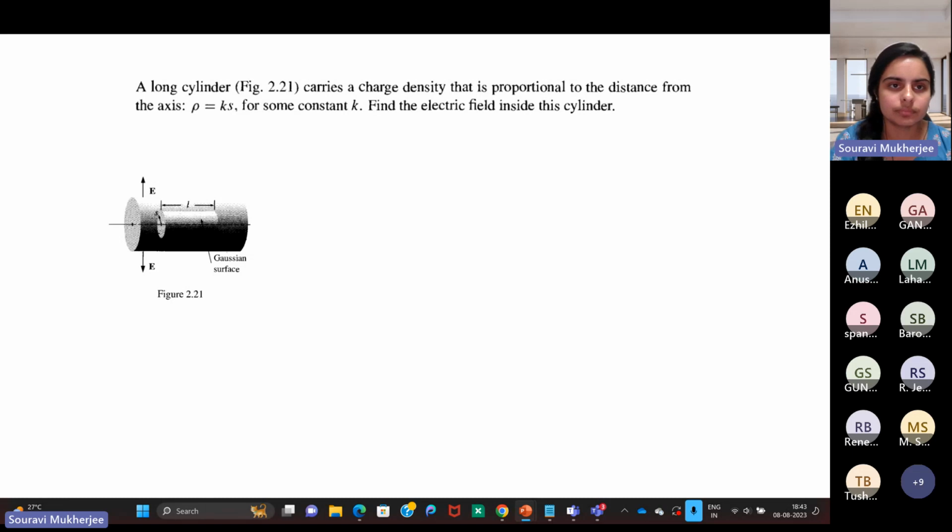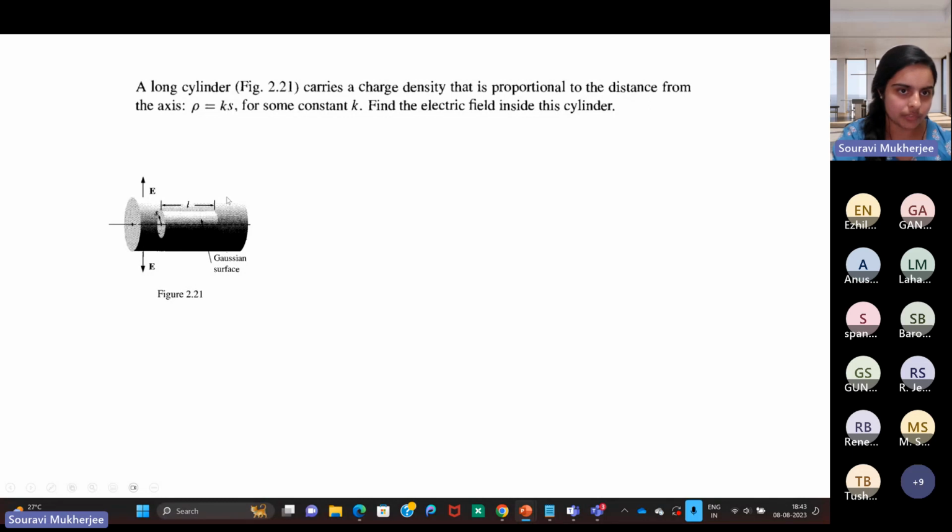Okay, now this is another question. Here you have a long cylinder which carries some charge density that is proportional to the distance from the axis. So the charge density rho is equal to k, some constant, into s, where s is your radial coordinate. In the cylindrical coordinate system, it's given as s in this question. Now you want to find the electric field inside this cylinder, right?